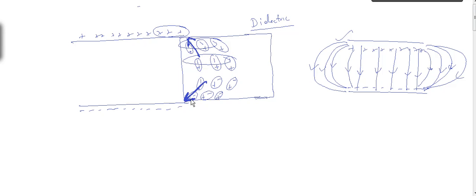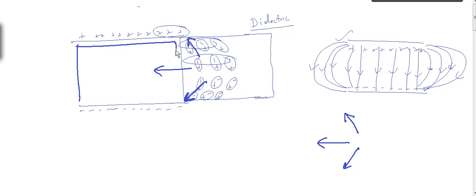Now tell me, what will be the resultant force of these two forces? It'll be left and through the. Left and through the, yeah, right. So the resultant force on the dielectric will be this way, right? So the dielectric will be pulled inside the capacitor, like this. Is that clear? Yes, it's clear.